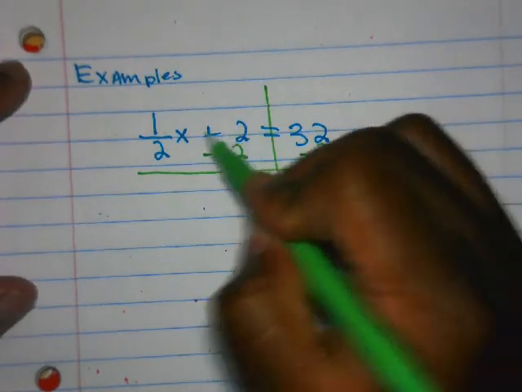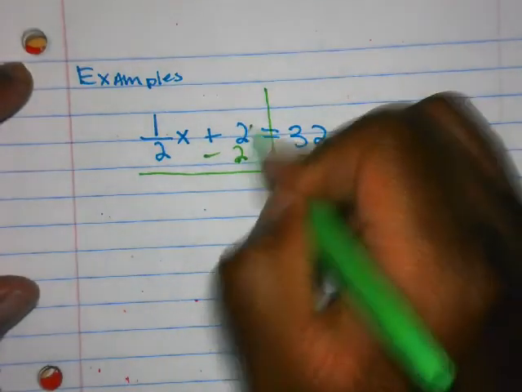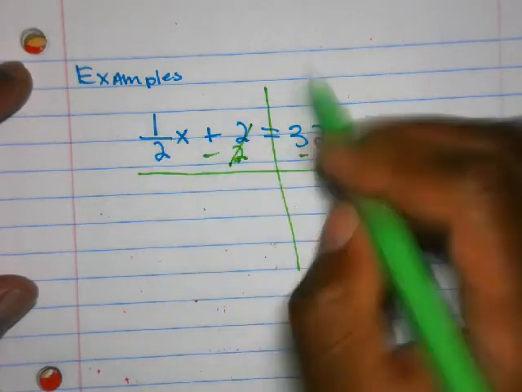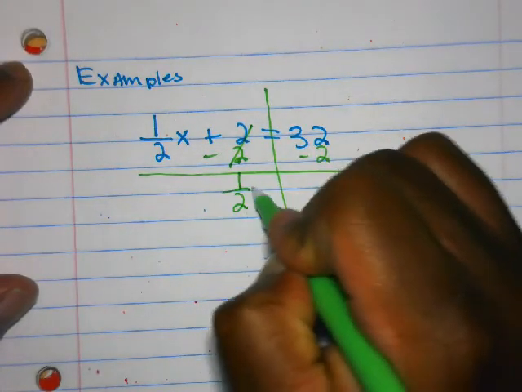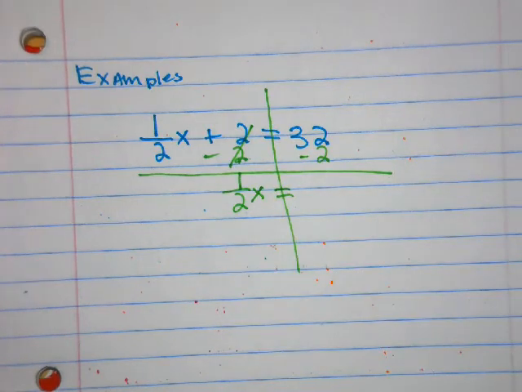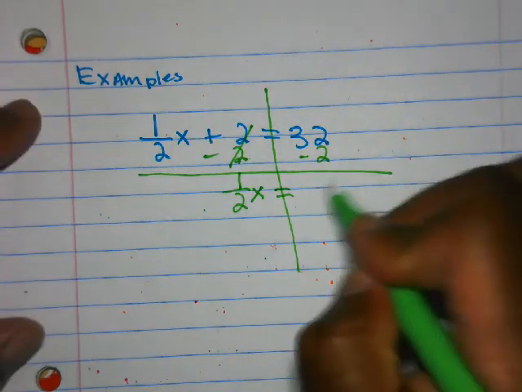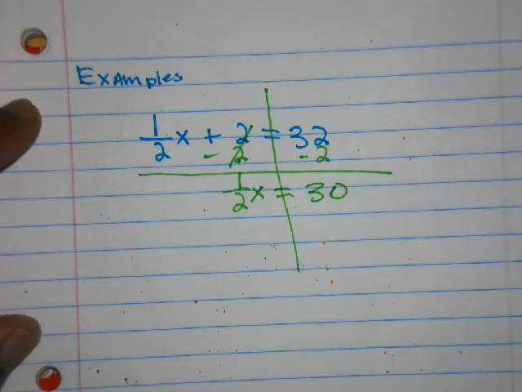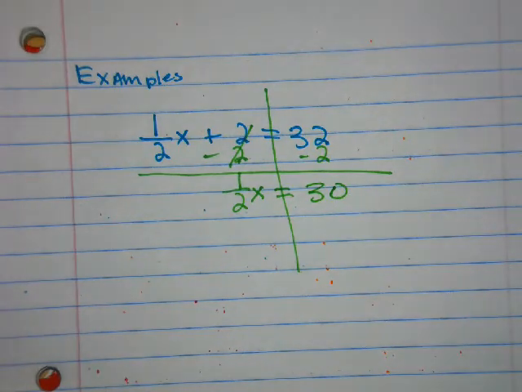So plus 2 minus 2 is 0. That zeroes out. We bring down that 1/2 x. Bring down my equal sign. 32 minus 2 is 30. And now we have 1/2 x is equal to 30.